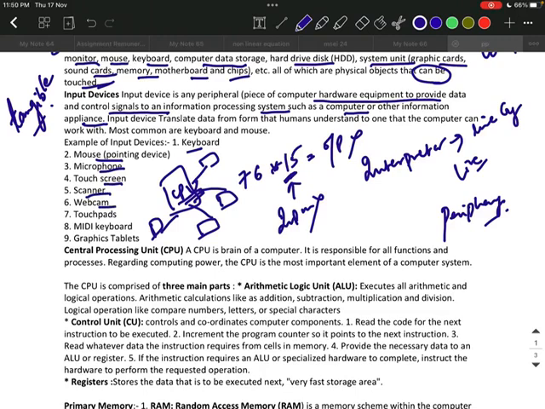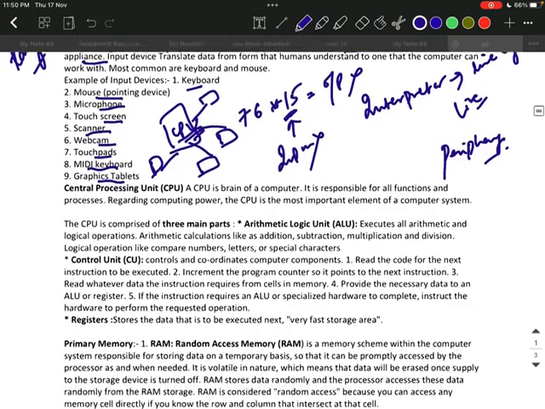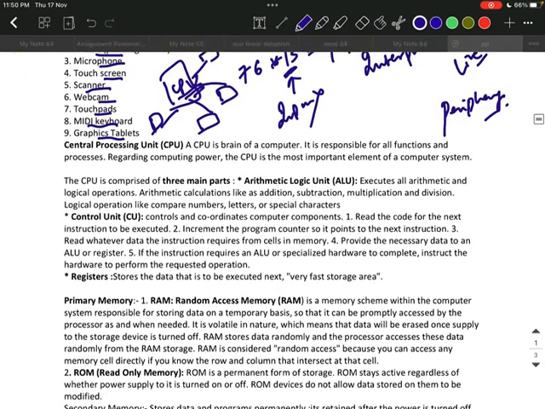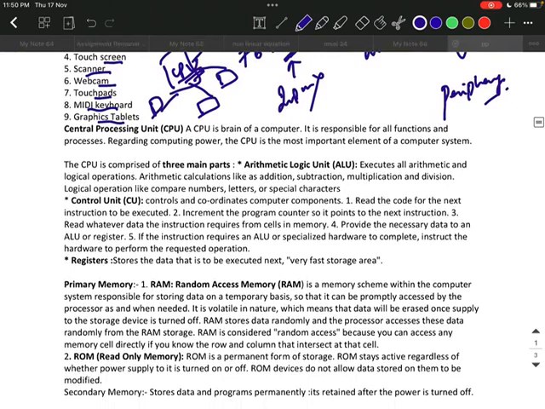Then touch screen, I am again using a touch screen right now, so it is an input. Scanner, web camera. Now if I want to show you my picture at present, I have to turn on my camera also, so that is again an input device. Touchpads, MIDI keyboard, and graphic tablets. So that was about input devices.